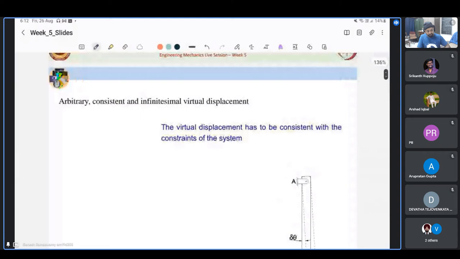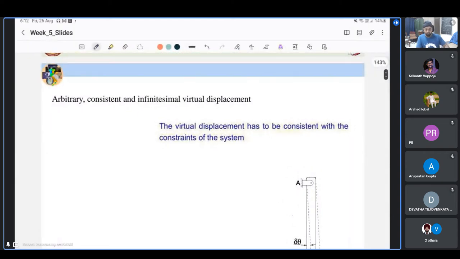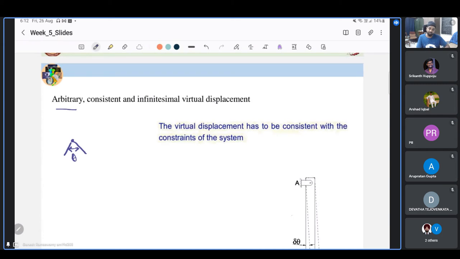So what is an arbitrary, consistent and infinitesimal virtual displacement? Arbitrary means, for example, if we have a joint here and we want to rotate this, let this be theta. We can either rotate it such that theta increases, or we can rotate it such that theta decreases. This choice of increase or decrease is left to us. That is what arbitrary means.